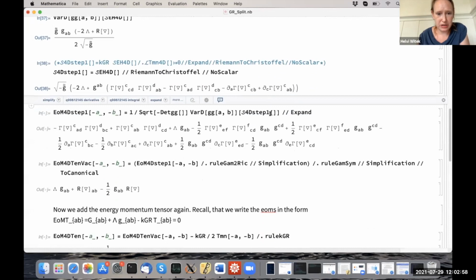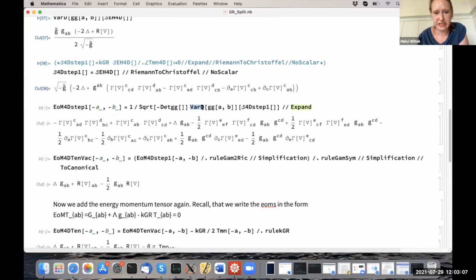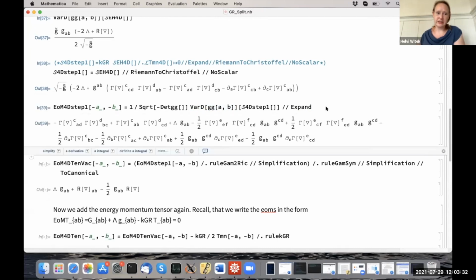And now what we are doing next is indeed varying. So you have this command var_d. Then you say with respect to which quantity you want to vary. So in our case, that's the inverse metric. And then this is the action that we want to vary. And I've already multiplied the entire expression with 1 over the square root of minus the determinant of the metric, just to make it more readable. So this is what you get if you vary our Einstein-Hilbert action with respect to the metric.